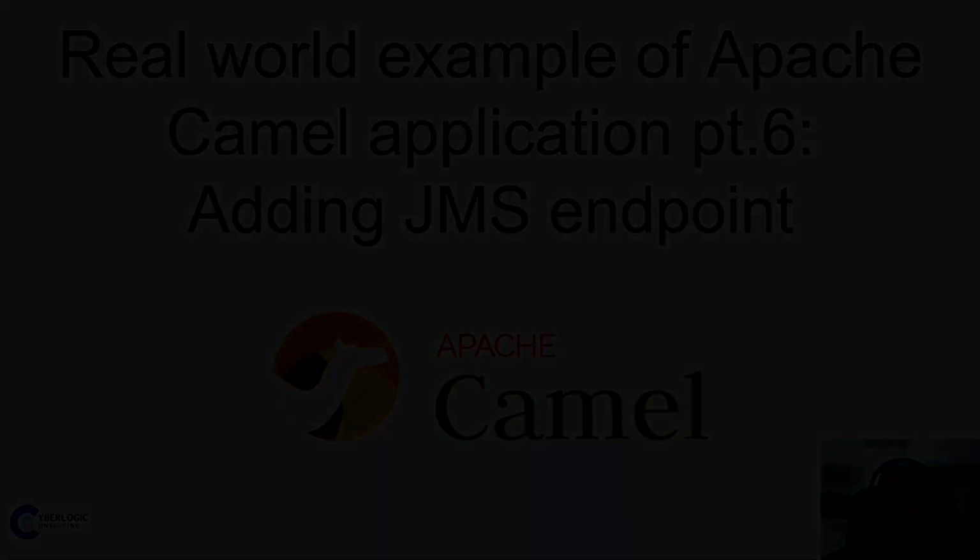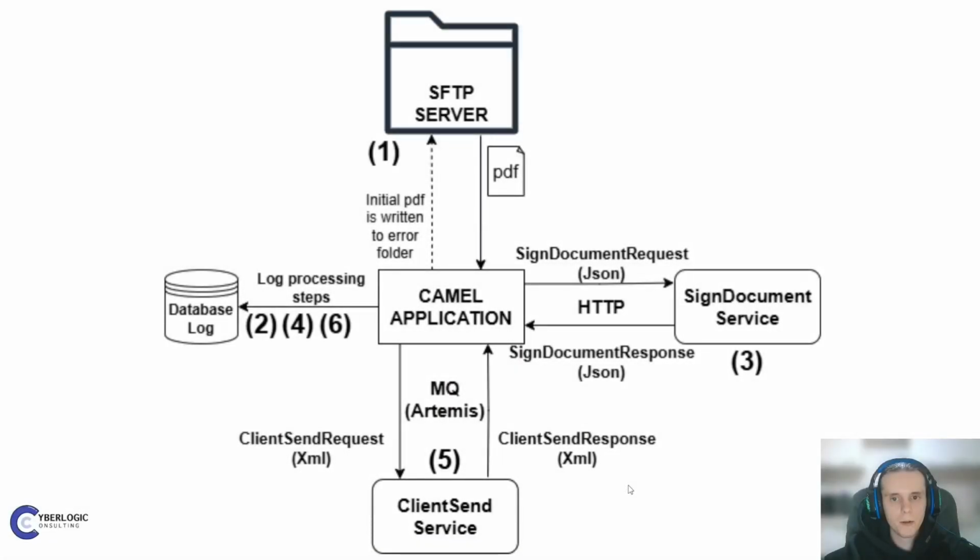Let's begin. Let's start with an overview of what we have and what we need to do. We already have our Camel route that reads a file from SFTP server, and we already have a route that sends an HTTPS request and receives a response. The only integration that remains is integration with this client send service over Artemis MQ. We will need to send a client send request XML to the service through some queue and receive an XML response and log the status into the database.